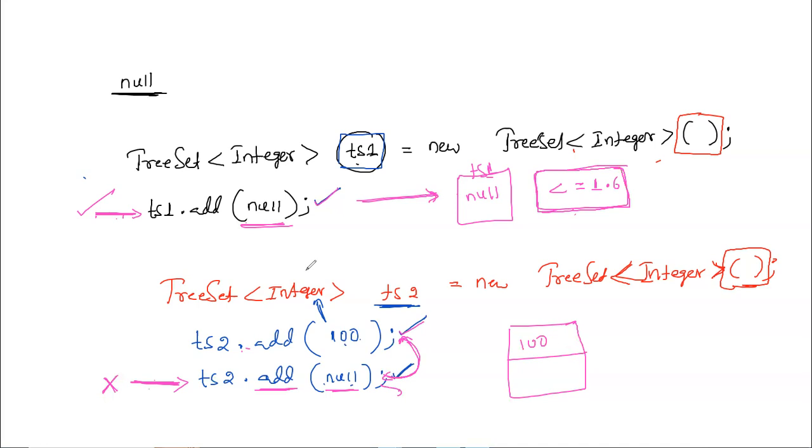Till version 1.6, adding null is syntactically correct but will get a runtime exception, a null pointer exception. From the current version onwards, adding null itself is not a possibility, because there is no meaning in adding null into a TreeSet.